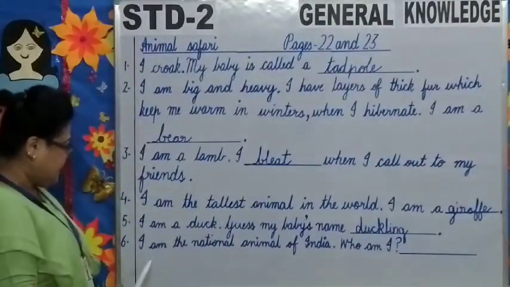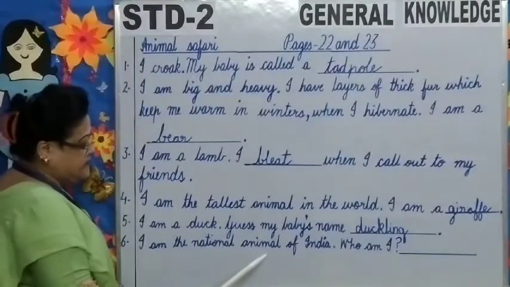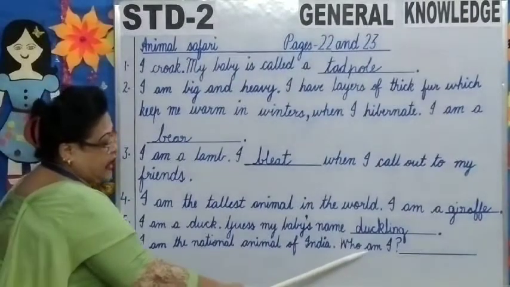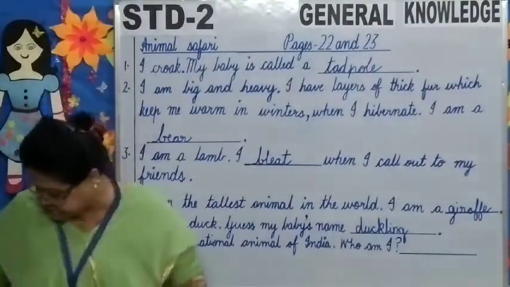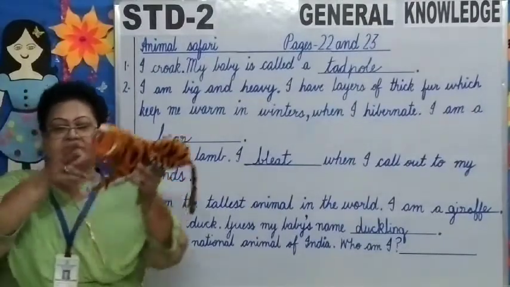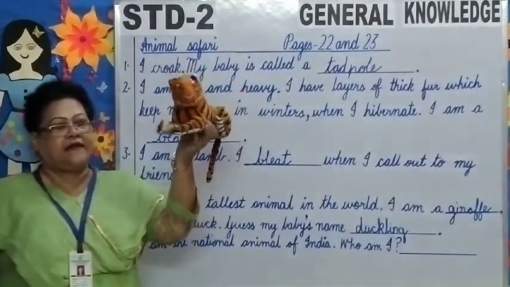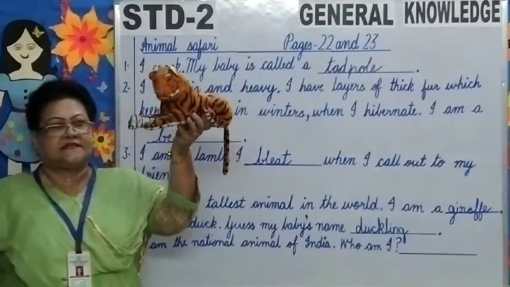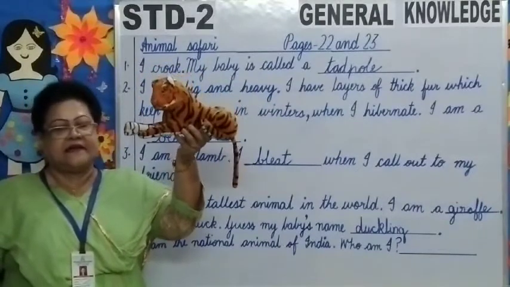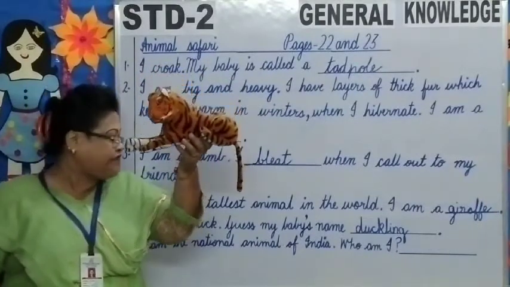Number six. I am the national animal of India. Who am I? Look at this animal, children. Can you all recognize it? Yes, this is a tiger. A tiger is the national animal of India.